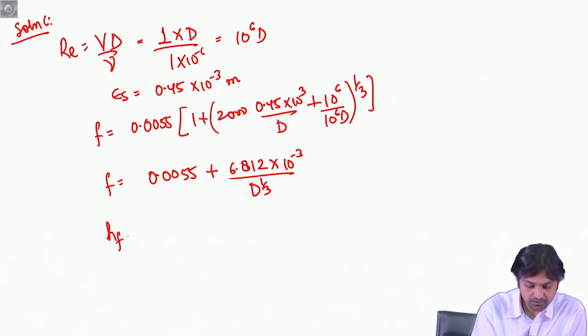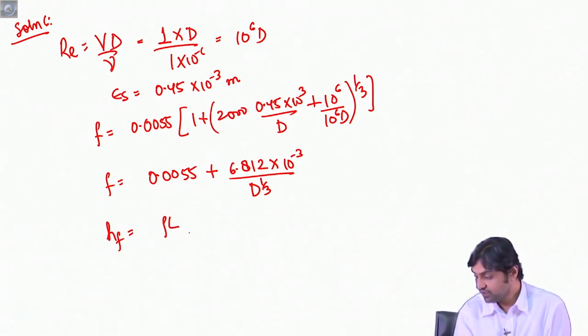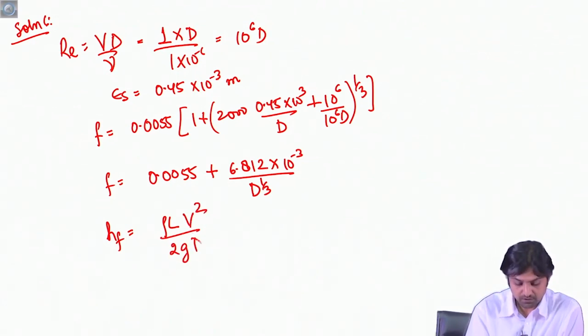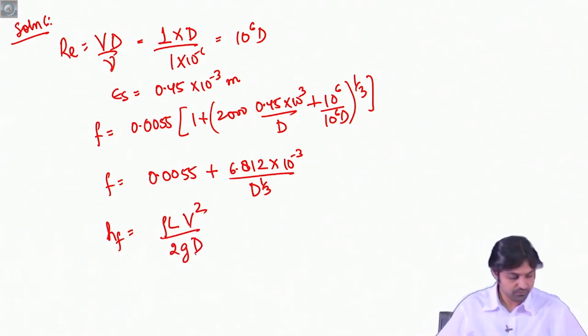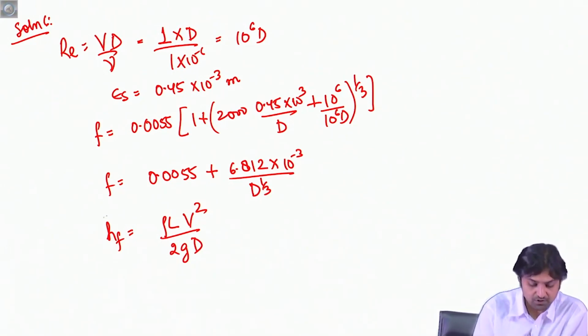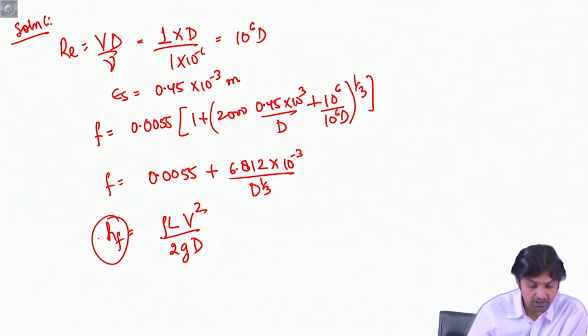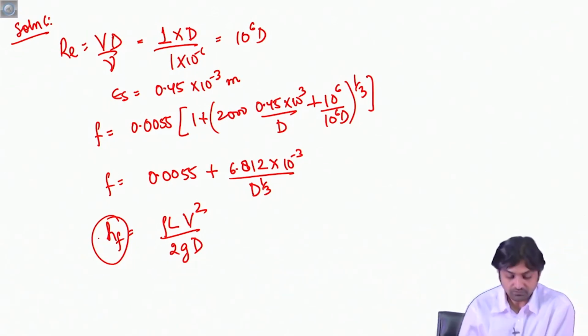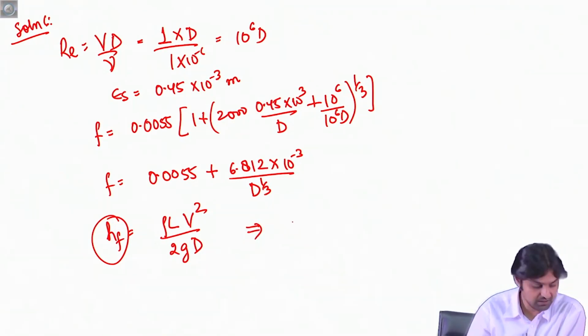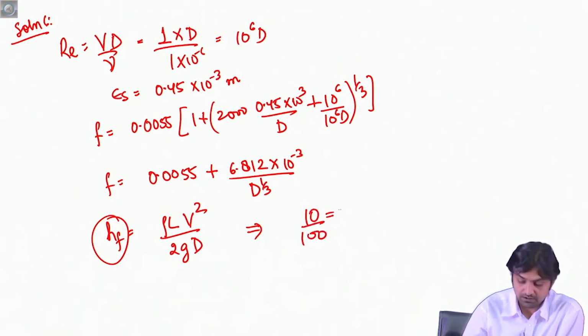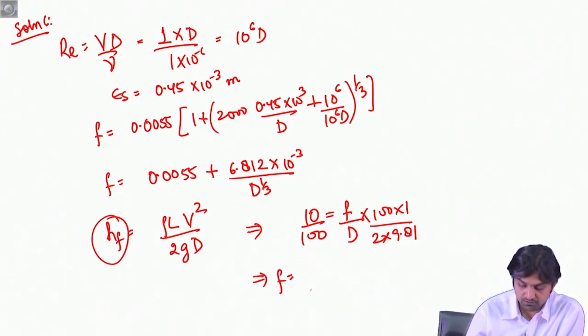And hf will be f L V square by 2 g d. So head loss has already been given, it says 10 centimeter in 100 meters of length, right? So head loss has been given. So we can write 10 by 100 is equal to f by d into 100 into 1 divided by 2 into 9.81. This will give us f is equal to 0.01962 d.